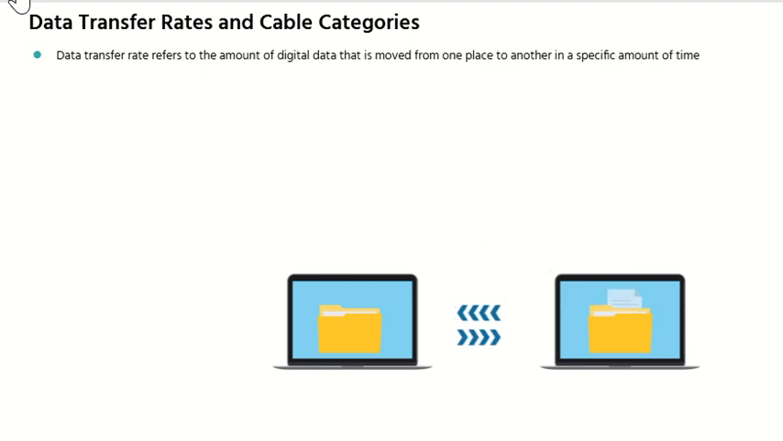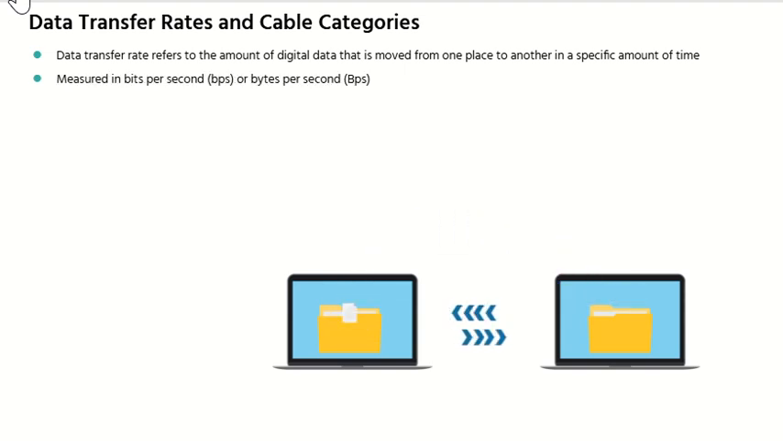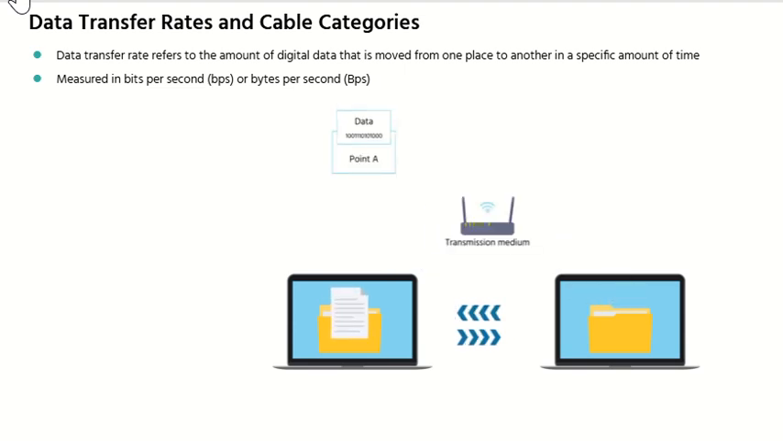Data transfer rate refers to the amount of digital data that is moved from one place to another in a specific amount of time. It is commonly measured in bits per second or bytes per second. Note, references to bytes are typically used in referring to file size, measured in volume versus speed.